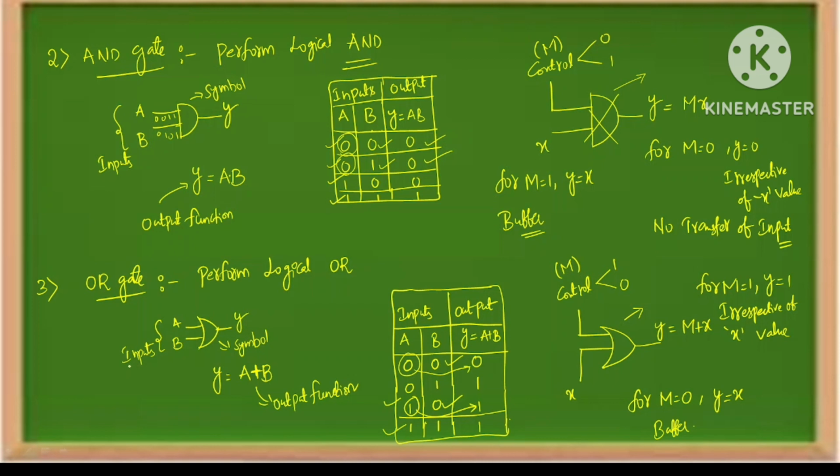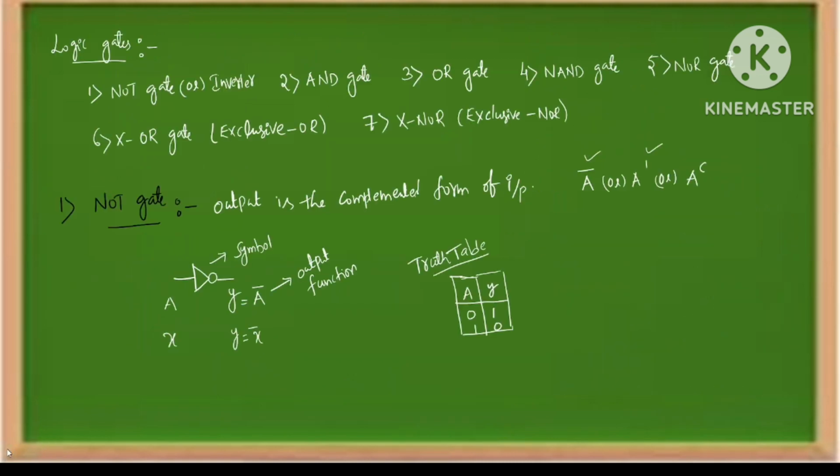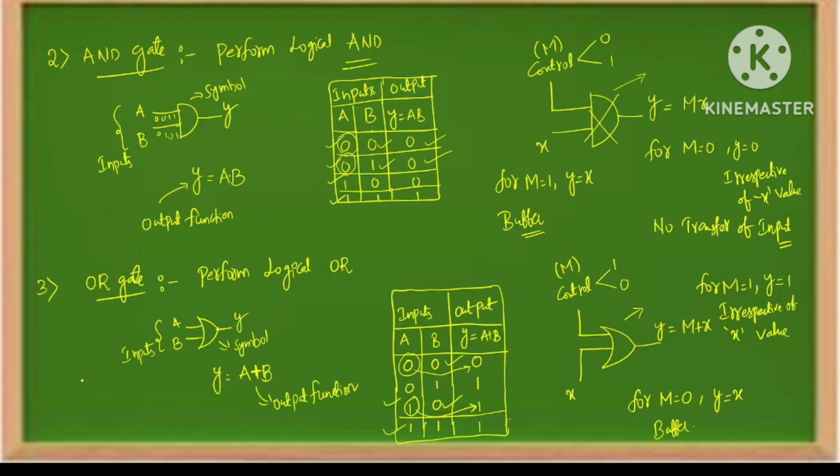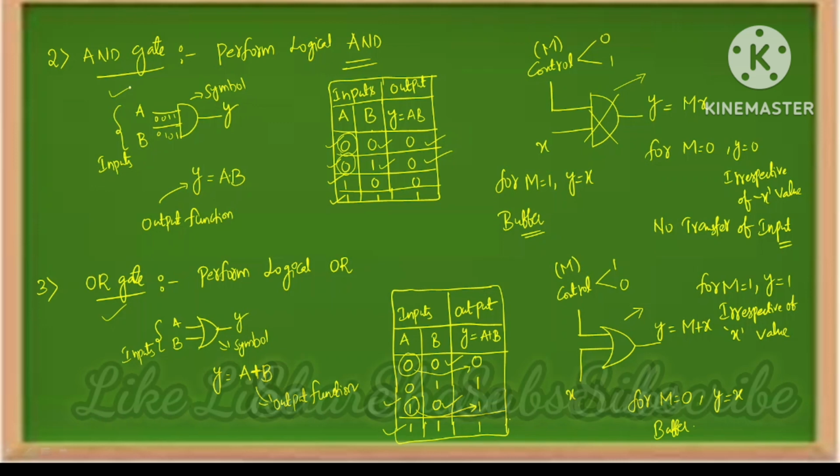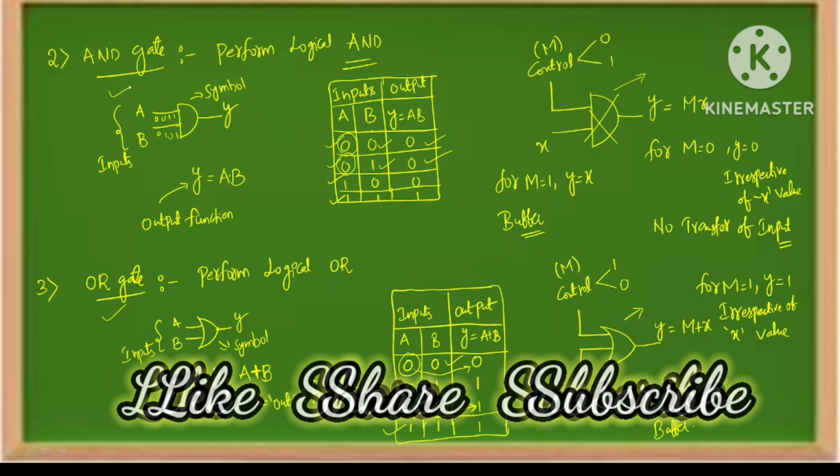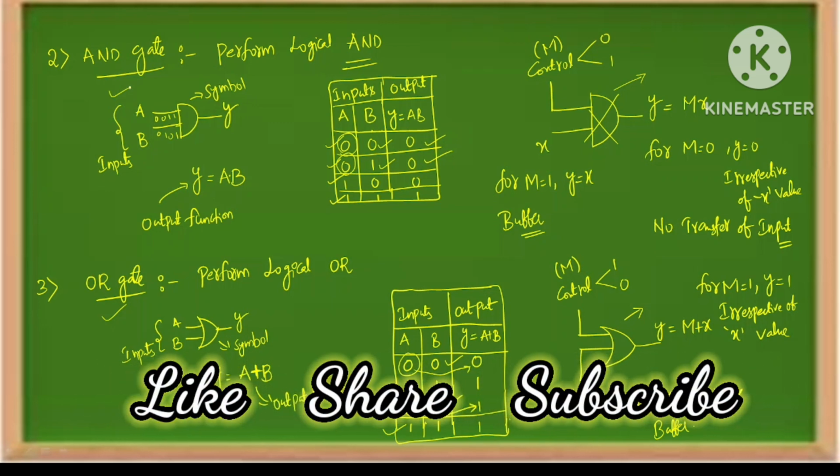Here, by the basic logic gates, we mean the NOT gate, the AND gate, as well as the OR gate. Okay. In the next class we will see some more logic gates with their symbols, truth tables and everything.